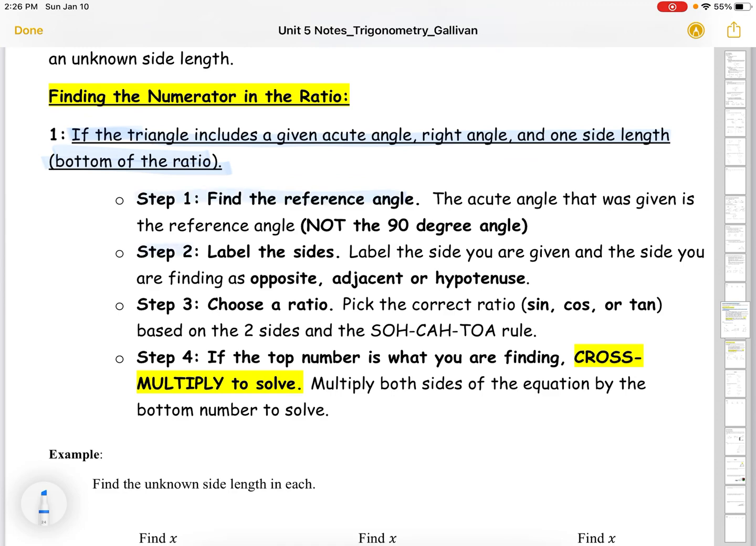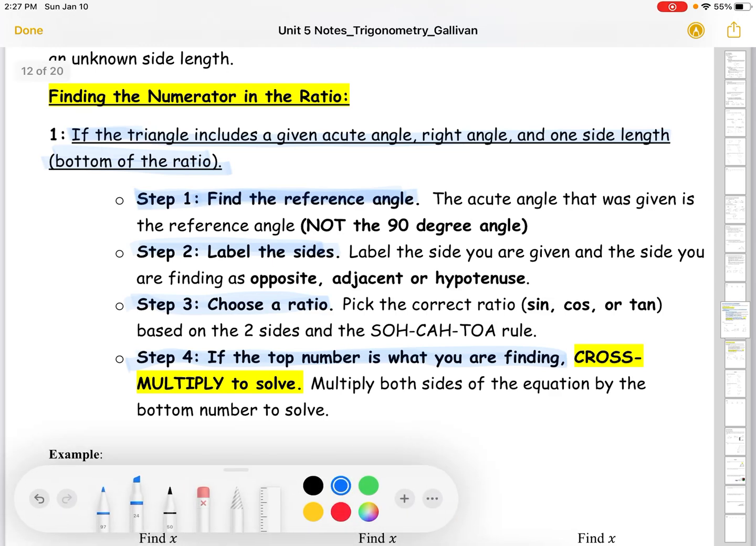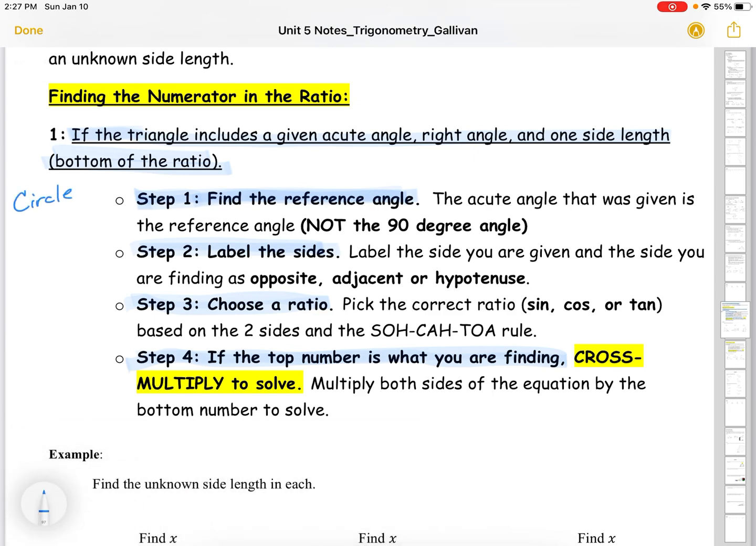we're going to find the reference angle and label the sides. Remember, your reference angle is not your 90-degree angle. We'll label the sides, we'll choose the ratio we're going to use, and then if the top number is what you're finding, we're going to cross multiply to solve. So this is what I say: we circle the reference angle, we label, we choose the ratio using our SOHCAHTOA, and then we solve.